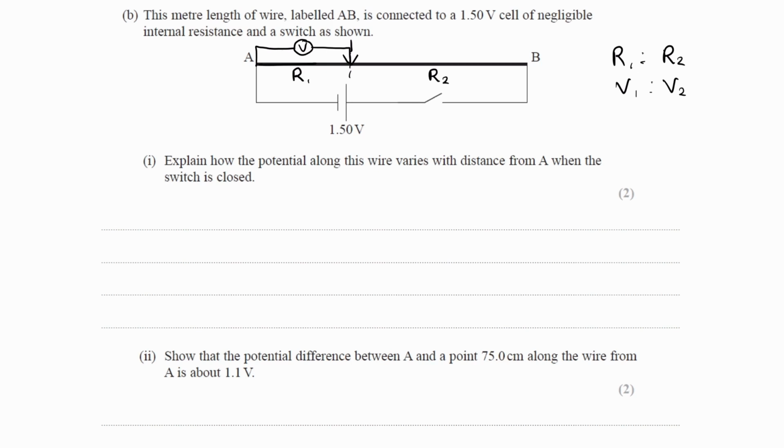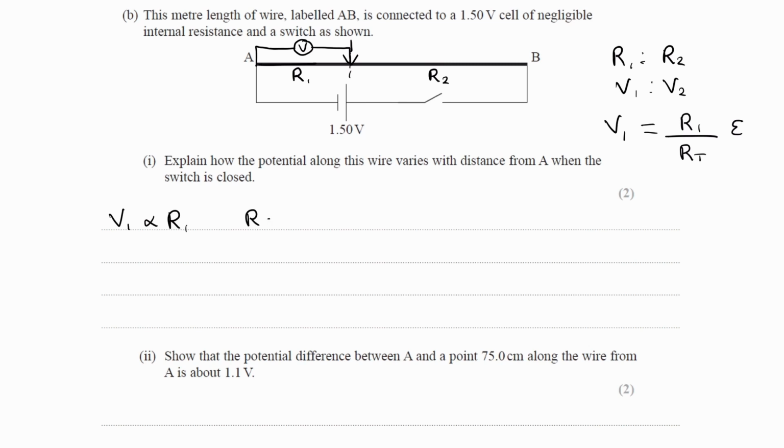An equation for the voltage across that portion of wire, which I'll call V1, would be equal to R1 divided by the total resistance, which we'll call RT. Total resistance is just the resistance of the wire. We multiply that by the EMF, and that would be the voltage across this portion of the wire. Because the total resistance is constant and the EMF is also constant, we can see from that equation that the voltage across that portion of the wire is proportional to the resistance that it is in parallel with.